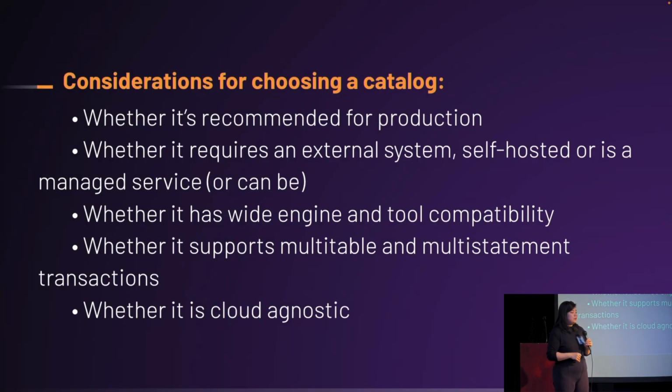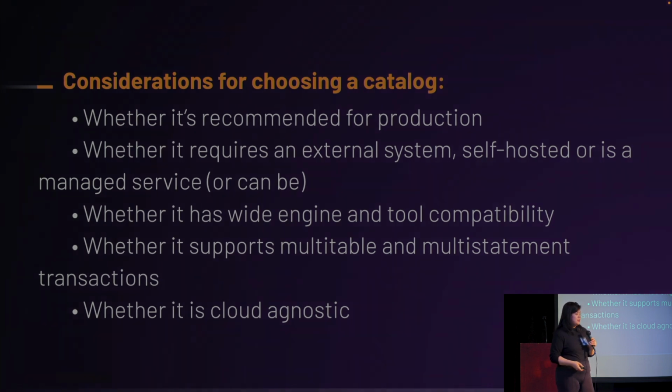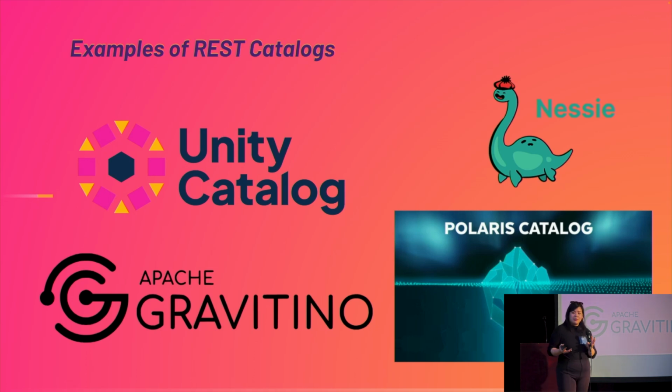So when choosing a catalog, you want to have some specific considerations, and this was stuff that we saw previously in the past as well, which is whether or not you can write it for production and whether or not it'll deploy well in production, whether or not it requires an external system, whether or not you can host it, or if you have a managed service that you can go to. Depending on the compatibility and how widely supported it is, like generally with other technologies, you will want to keep an eye on this as well, and whether or not it can do multi-table and multi-statement transactions, which I think is becoming more and more important, and whether or not it's cloud agnostic, which is, again, very important as well.